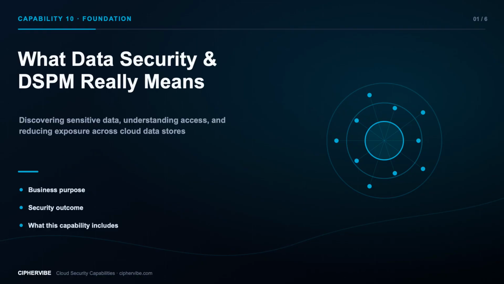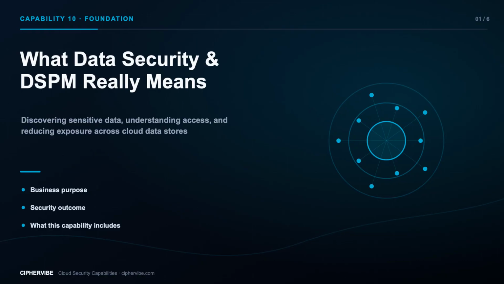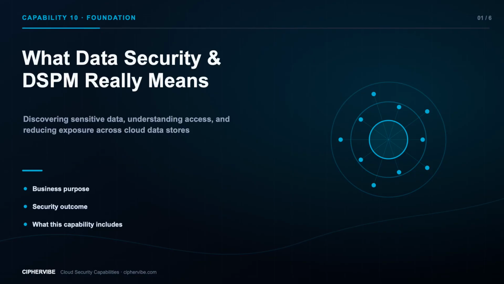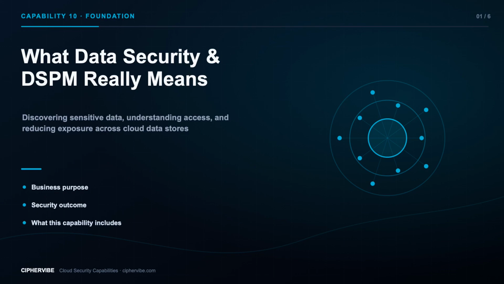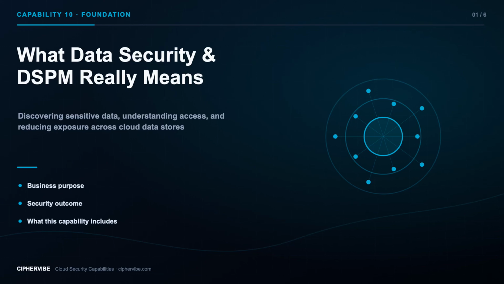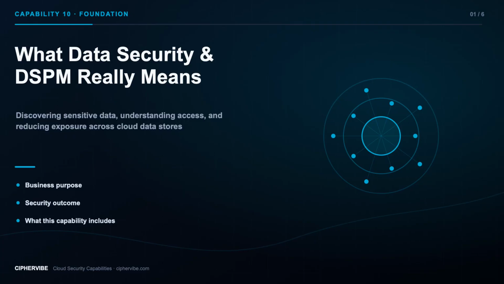Data security posture management discovers where sensitive data resides, how it is classified, who can access it, and which controls protect it. Its purpose is to reduce material data exposure by connecting storage configuration, identity, activity, lineage, and business purpose.